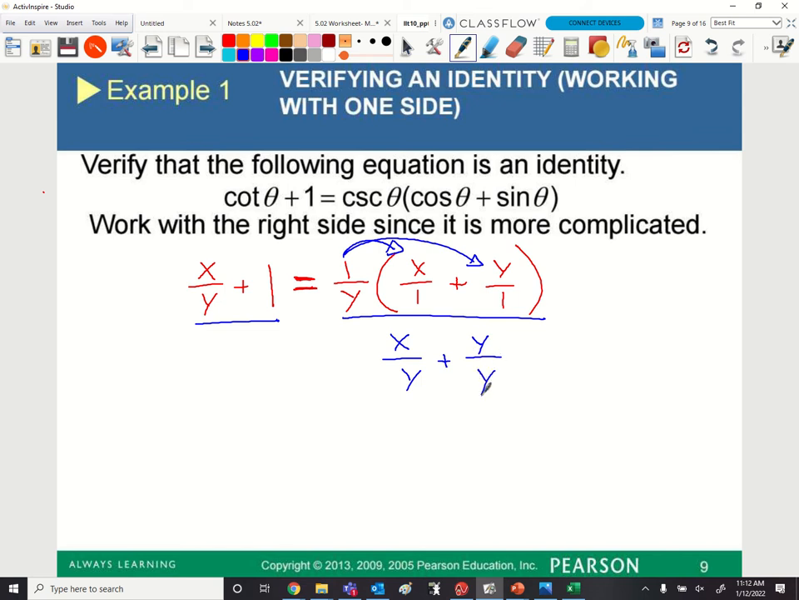Now, what happens if I have y divided by y? Yeah, it's going to cancel out, right? And if it cancels out, it becomes 1. So now I could replace the y over y with 1. So I have x over y plus 1. Now, does this match here? Yes, it does. That's what we're doing by verifying the identity.